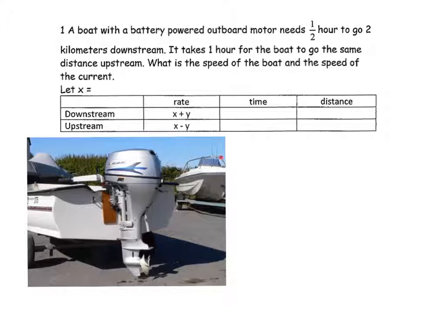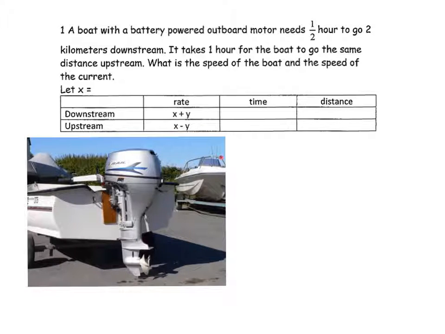A boat with a battery-powered outboard. This is what an outboard motor looks like on a boat, out of the water. Propellers on the bottom, that's what revs it up and gives it speed and momentum. So now the motor is going to help the boat. It's not a canoe, it's not a rowboat, it's not man-powered by oars. It needs half an hour to go 2 kilometers downstream. It takes 1 hour for the boat to go the same distance upstream. So we're going to go one at a time, downstream versus upstream.